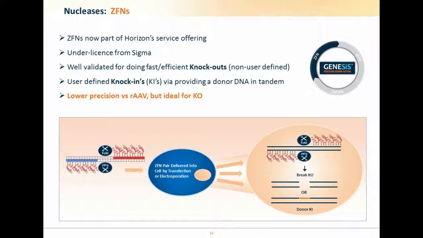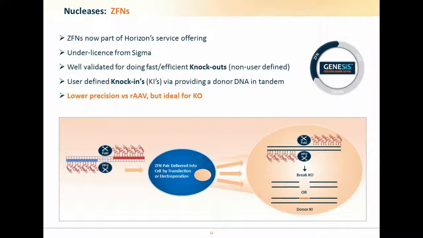Now in the nuclease pathways, zinc finger nuclease, as I mentioned, is part of our service offering. We've licensed this in from Sigma, so we are actually using zinc fingers that are supplied by Sigma, the highest quality in the world. They are well validated for doing fast and efficient knockouts.